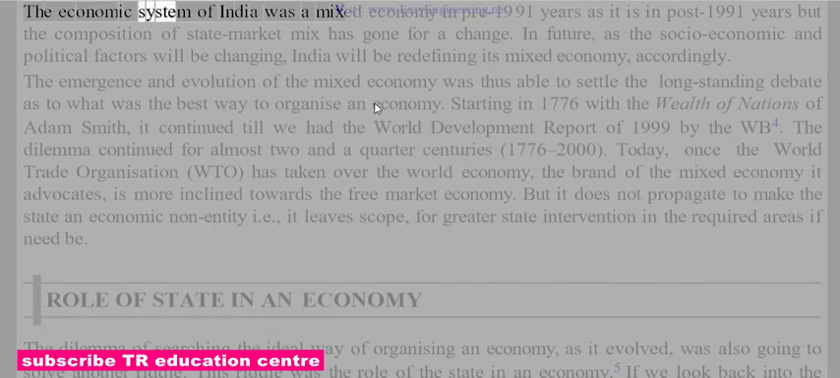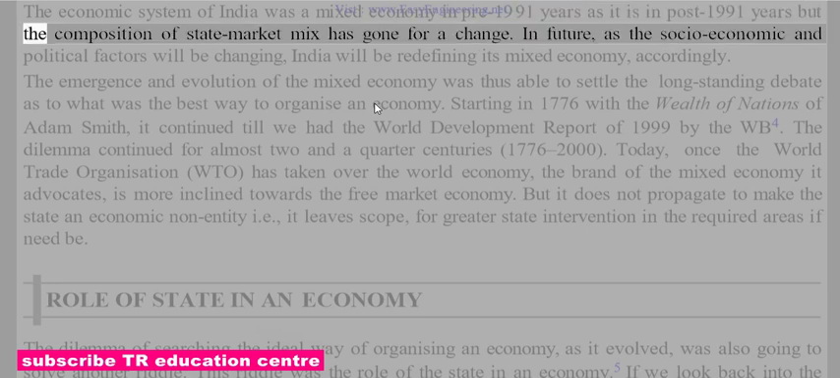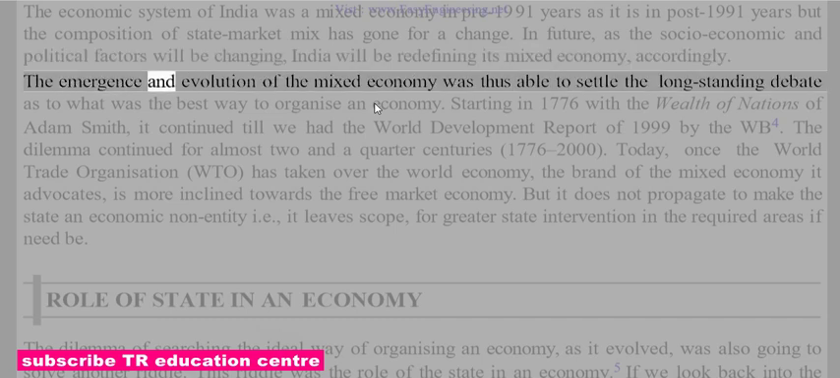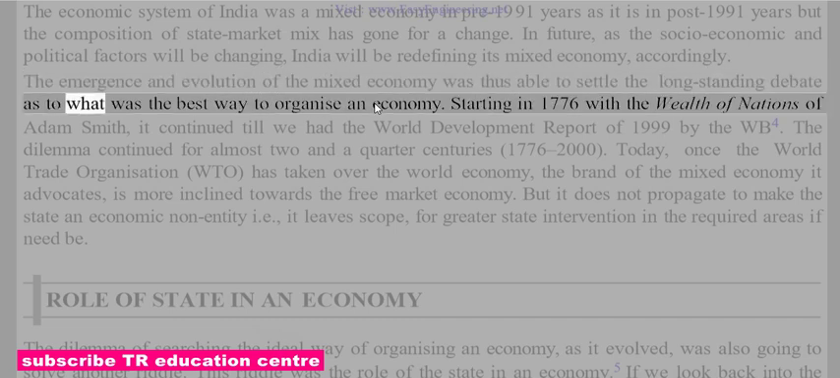The economic system of India was a mixed one, both in pre-1991 years as it is in post-1991 years, but the composition of the state-market mix has gone for a change. In future, as the socio-economic and political factors will be changing, India will be redefining its mixed economy accordingly. The emergence and evolution of the mixed economy was thus able to settle the long-standing debate as to what was the best way to organize an economy.